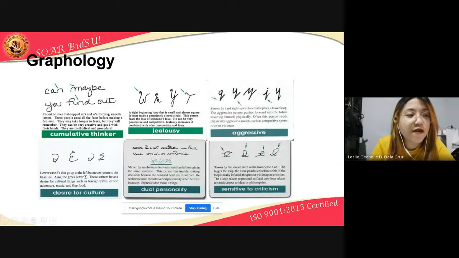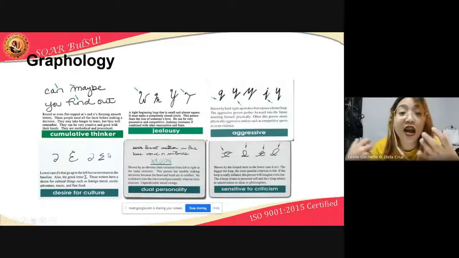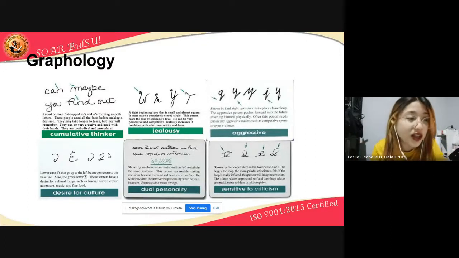Ayan. Desire for culture, kapag gumagamit ka ng letters ng ibang kultura, ng ibang bansa. For example, etong nasa dulo, this is the Greek letter. This is a Greek letter. At minsan tayo, kung gusto natin yung, mayroon tayong desire for culture, we want to travel, we use other forms and incorporate it into our own handwriting. Okay. Next naman is dual personality.